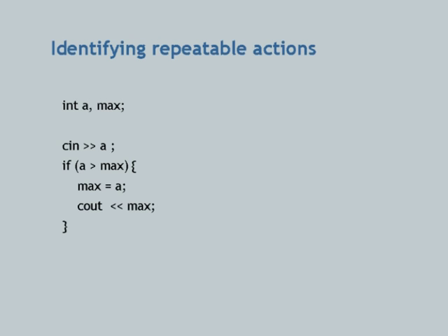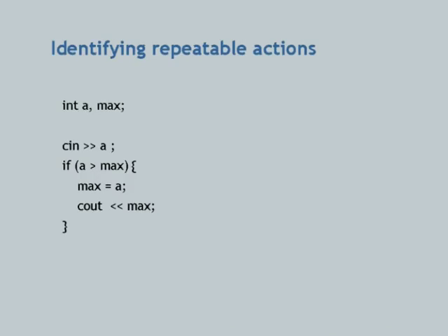Suppose the next number I give is 3, and suppose I repeat these instructions. Now, A will become 3. Is 3 greater than 7? No, nothing will happen. Max will remain 7. Next, I give 4. 4 is still less than max. Max will remain 7. Next, I give 10. 10 is greater than 7. So, max will be set to 10. I will output 10.